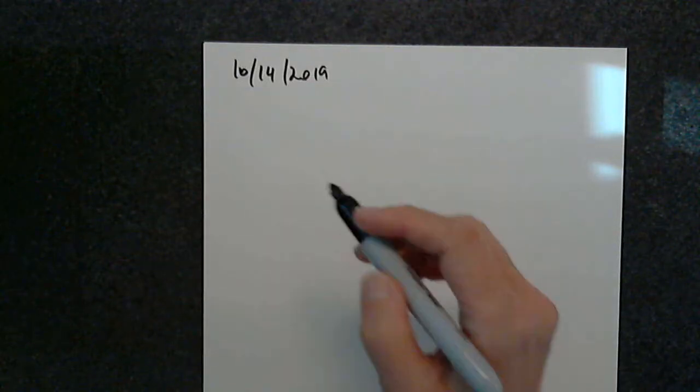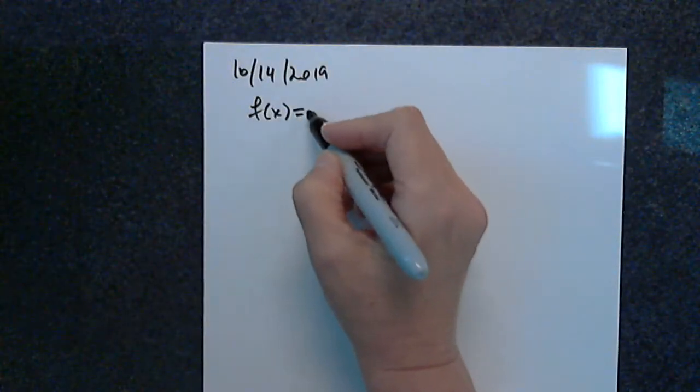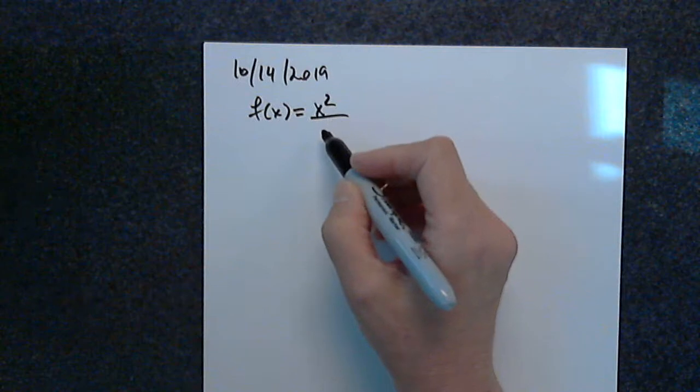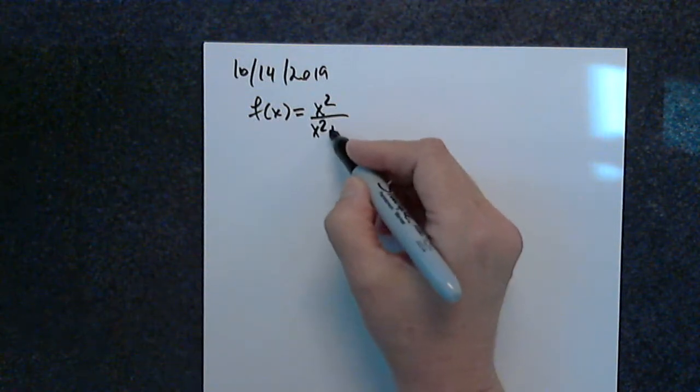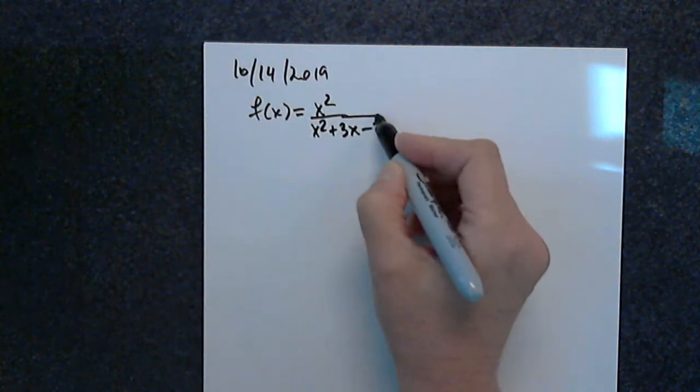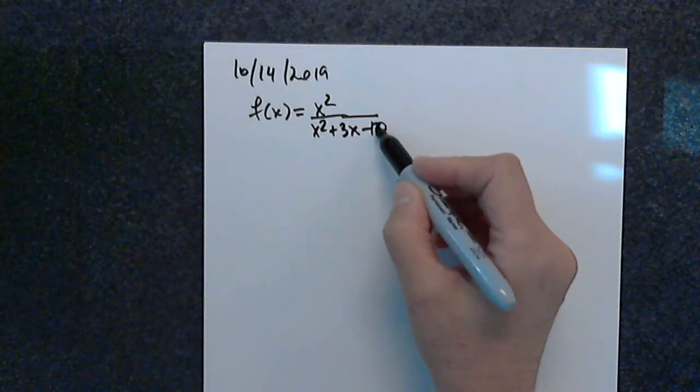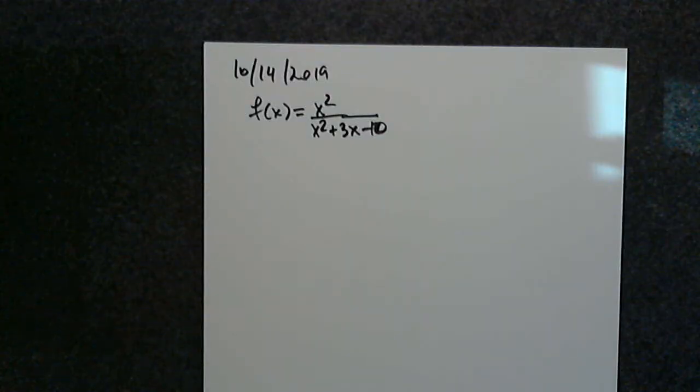Okay, ready. f of x equals x squared over x squared plus 3x minus 10. Perfect example. What type of function is it? Of course, it's a rational function. Very good. Excellent.